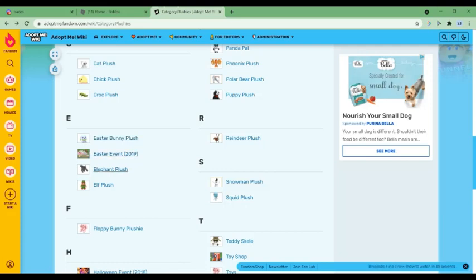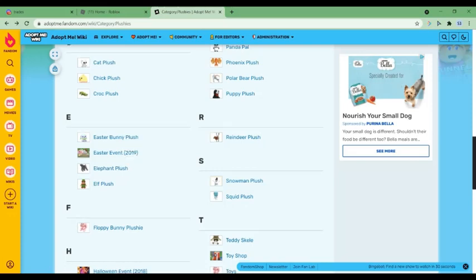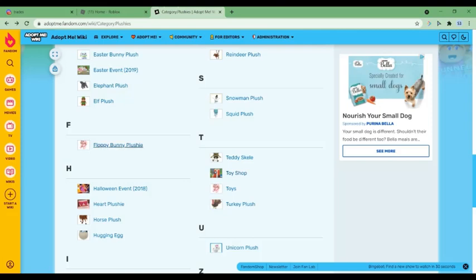The Elephant Plush is related to the Elephant, of course. The Elf Plush is related to the Elf Shrew, or the Elf Hedgehog is what I think. The Floppy Bunny Plush, of course, Bunny. Halloween events, great event. Heart Plush, we might see a Heart pet in the future, maybe for Valentine's Day or something. Which maybe is just a limited pet, which we might see for only some time, like Tootie Cat or something. Then the Horse Plush is, of course, related to the Horse.